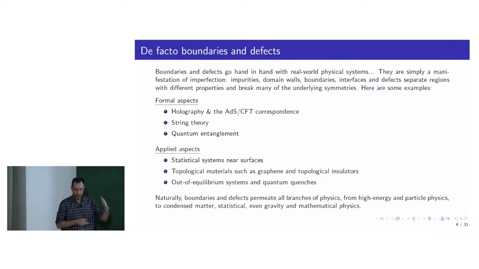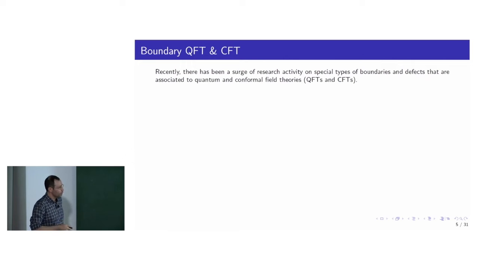Critical exponents are completely different near surfaces. And also topological materials. These materials are known to have topologically protected modes on their boundaries, on their surfaces. And topological insulators, of course, are prime examples of topological materials. And then also out of equilibrium systems and quantum quenches have been shown to be relevant to boundaries and defects in the so-called scattering picture, etc. And then, of course, natural boundaries and defects permeate all branches of physics. And this is the general setup.